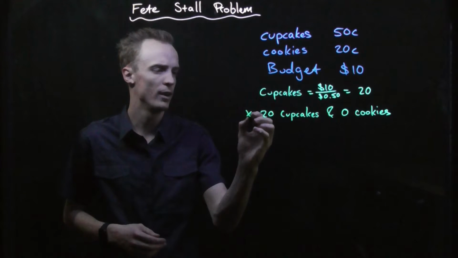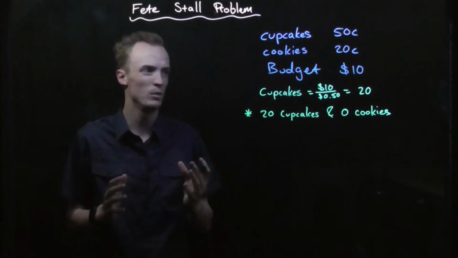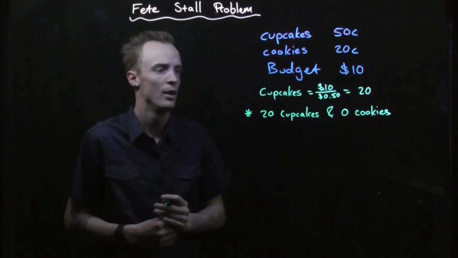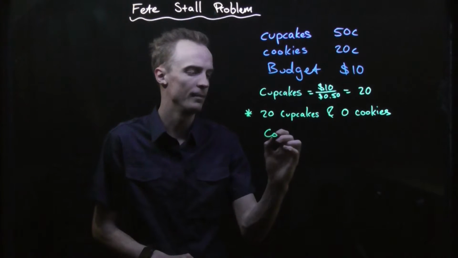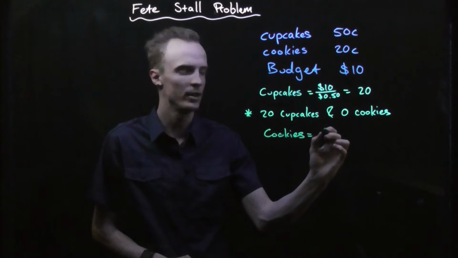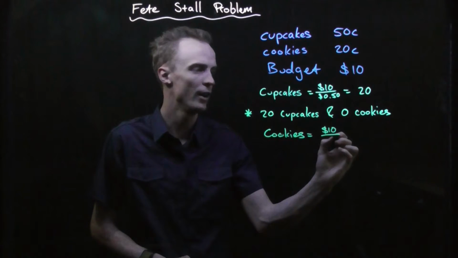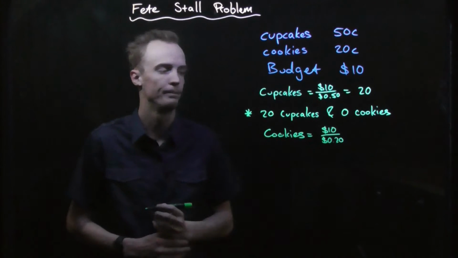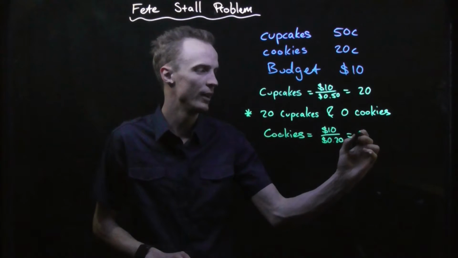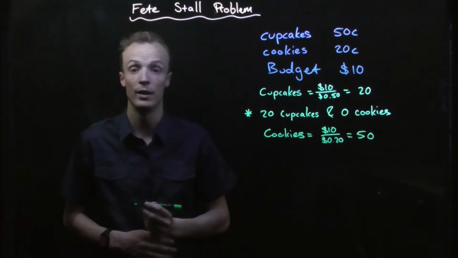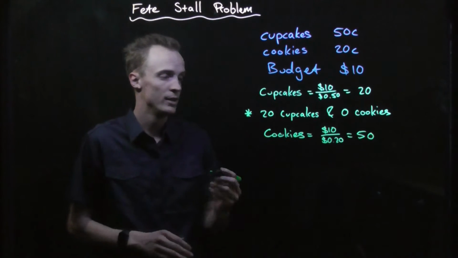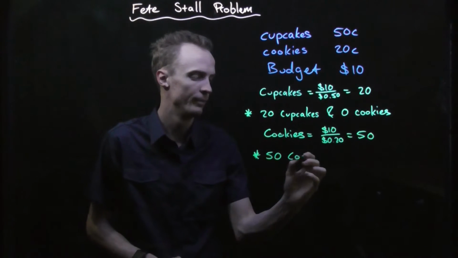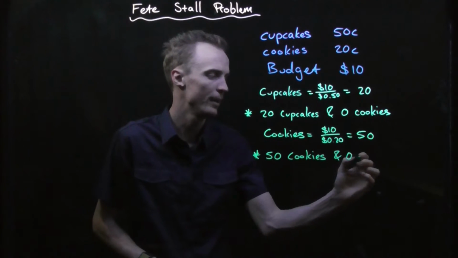So this gives us one of our options, but what if I didn't want to sell any cupcakes? What if I wanted to spend my entire budget on cookies? Well, to work out how many cookies we could get, we would take our budget of $10 and divide it by the cost of cookies, which is 20 cents or 0.20. When we do this, we find that it will give us a maximum of 50 cookies that we could spend with our budget. So another combination is 50 cookies and 0 cupcakes.